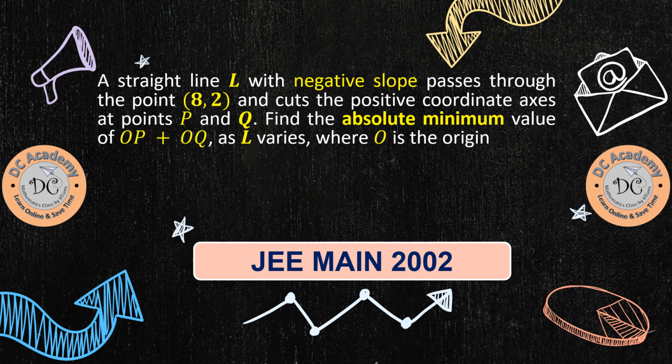So hi, in this video, we're going to solve a problem in the straight line chapter, which appeared in JEE Main 2002. Here we have a straight line L with negative slope, and it is passing through the point A(2, 8). It cuts the coordinate axes, that is the X and Y axes, at the points P and Q. We have to find the absolute minimum of the sum of the X and Y intercepts, which is OP and OQ. Okay, that's it. Now let's go ahead and solve this particular problem.